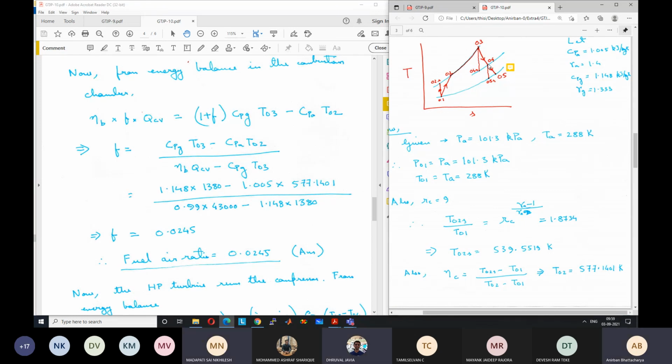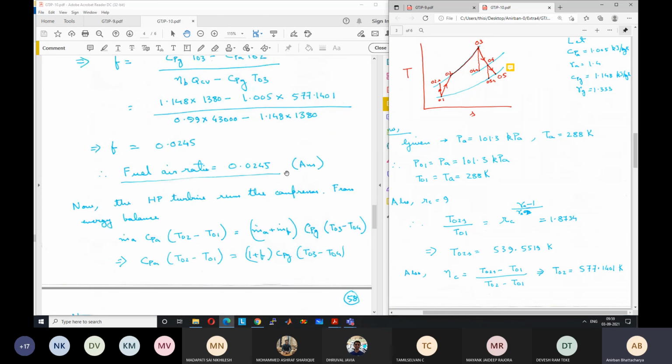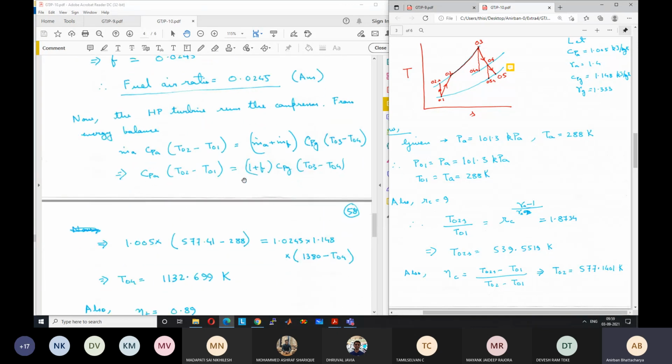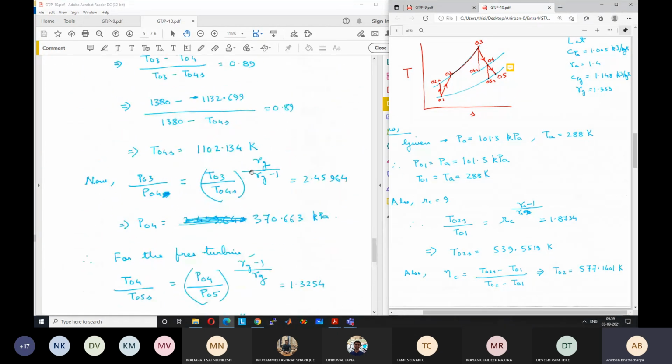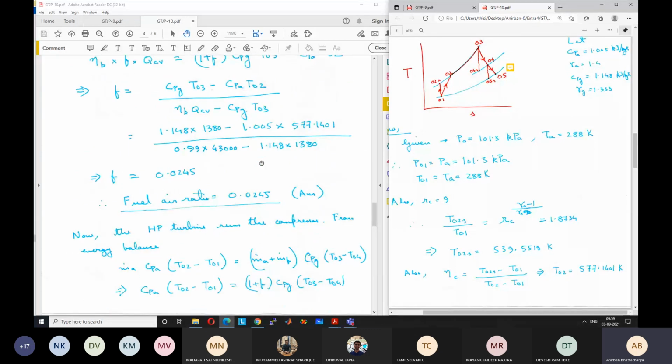The work output will be equal to the work input to the compressor. Correct, good. So work input to the compressor is equal to the work output from this turbine. Let us continue in the next class, because there is still some part left. You can take a look at the problem also, but we will continue in the next class, finish this topic and start the jet engines part.